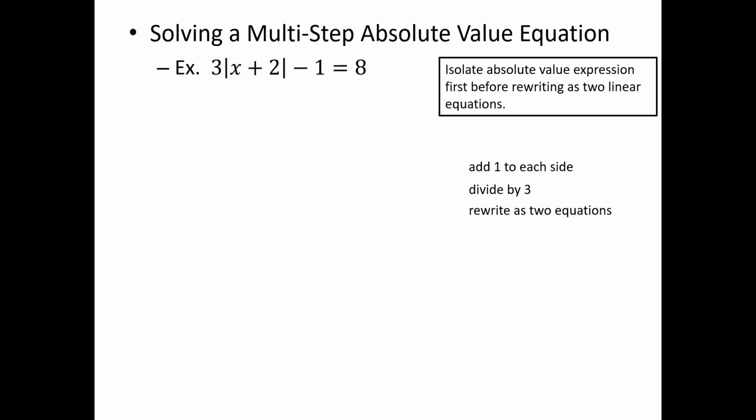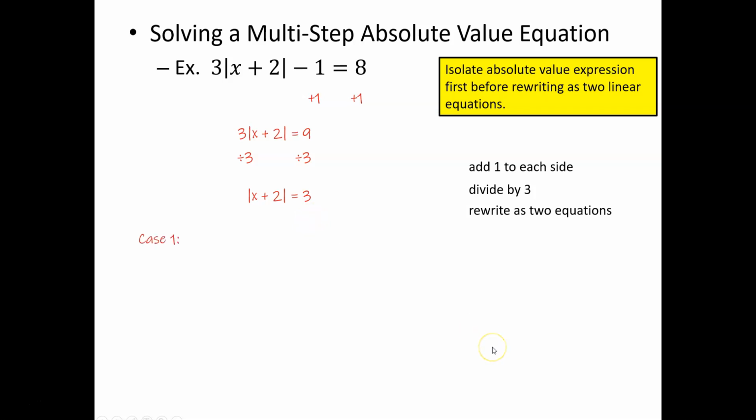Great. Solving a multi-step absolute value equation. So here we go. So the first thing we have to do is isolate this absolute value part by itself first, and then rewrite it as case 1 and case 2. So first thing we're going to do is go farthest away. So we're going to add that 1 to both sides. So we get 3 times the absolute value of x plus 2 equals 9. This is 3 times the absolute value, so we're going to divide both sides by 3. And we get absolute value x plus 2 equals 3.